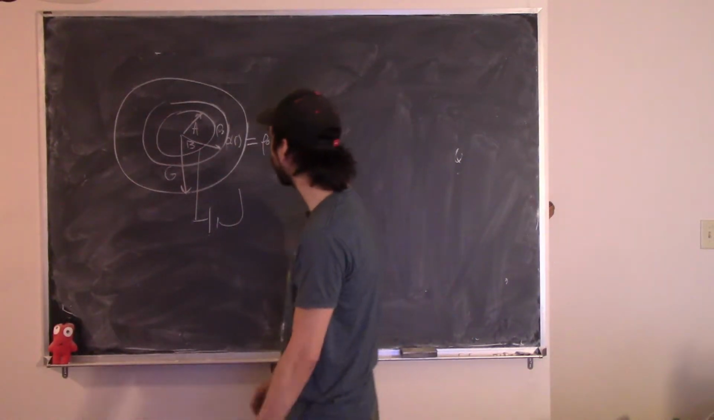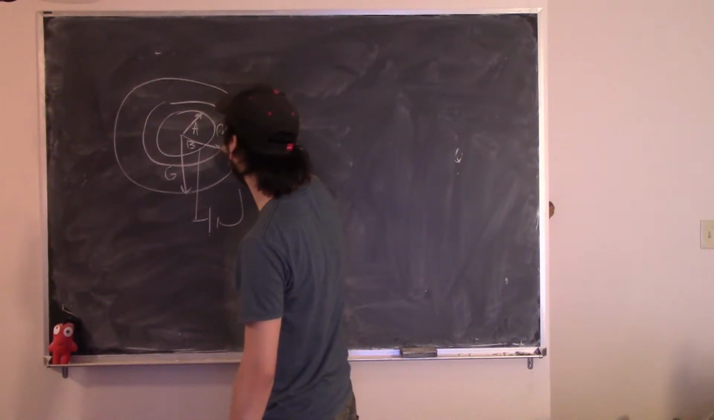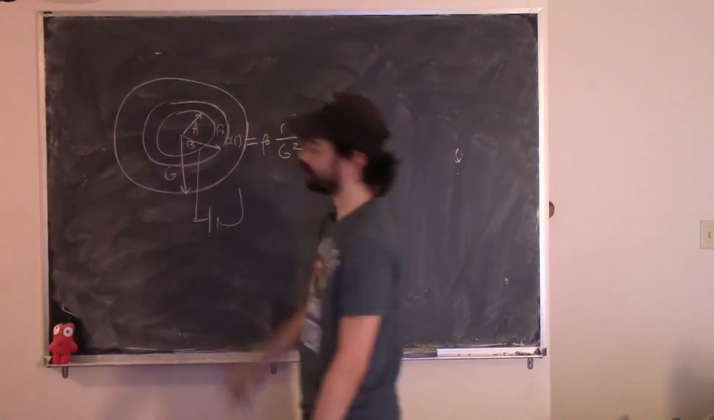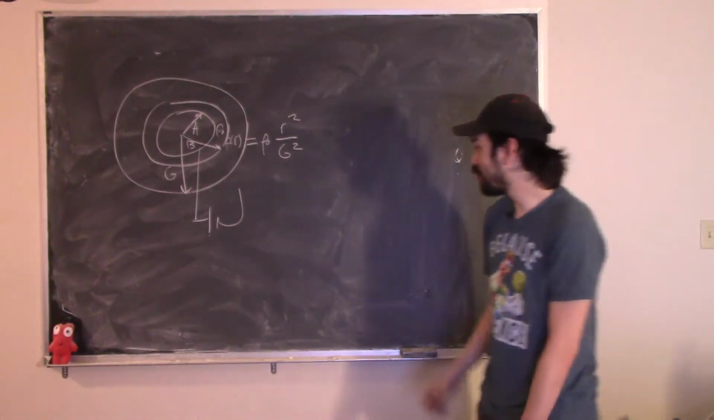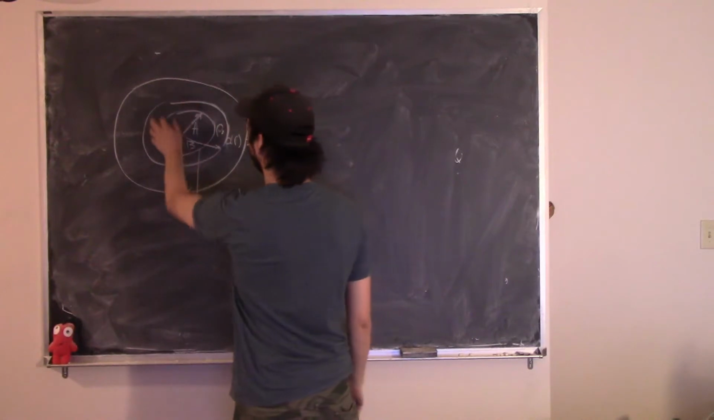And what we want to do is find what the current is if I connect this lead at B and if I connect this lead at G. Okay? So in order to do this problem, ultimately what we need to know is the resistance of these two shells.